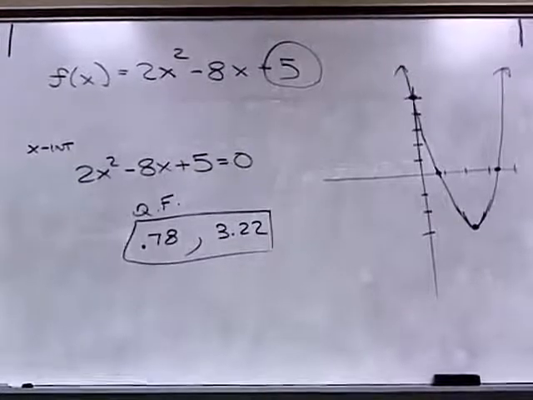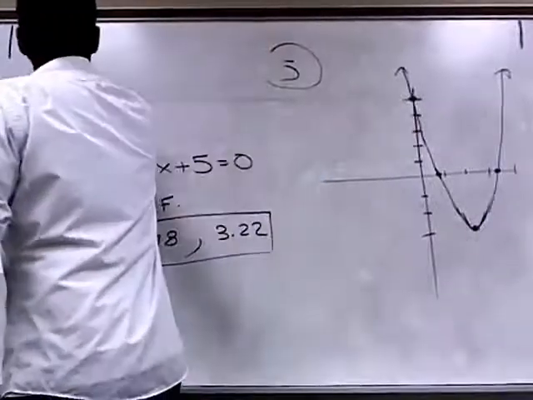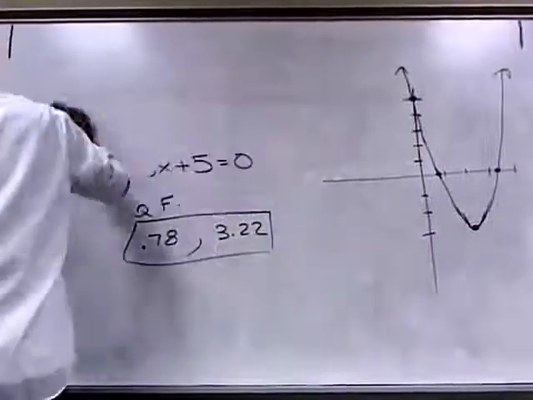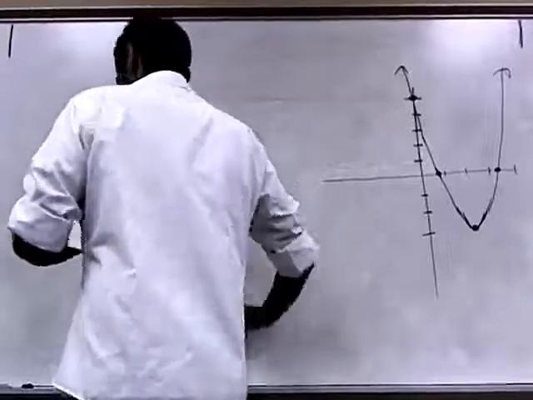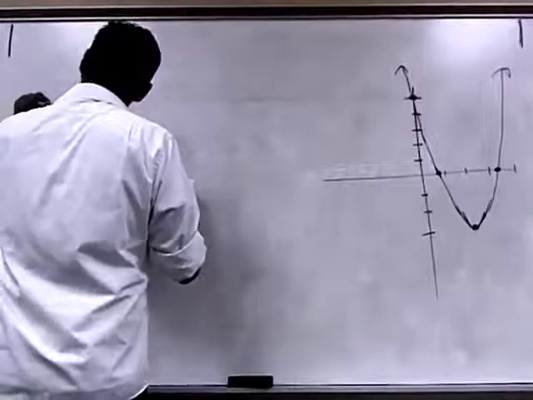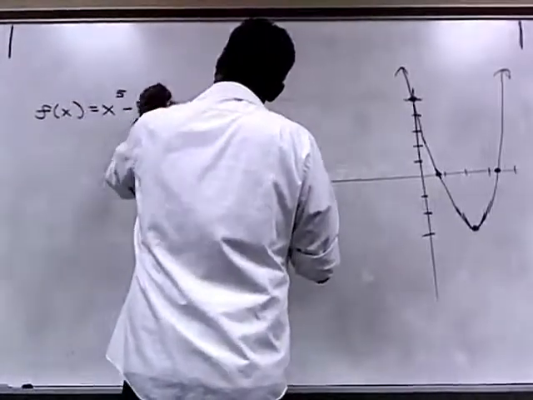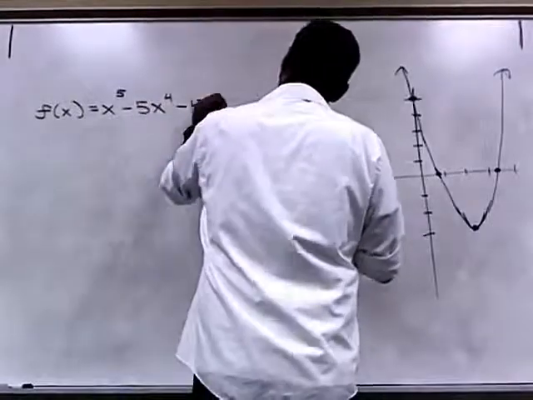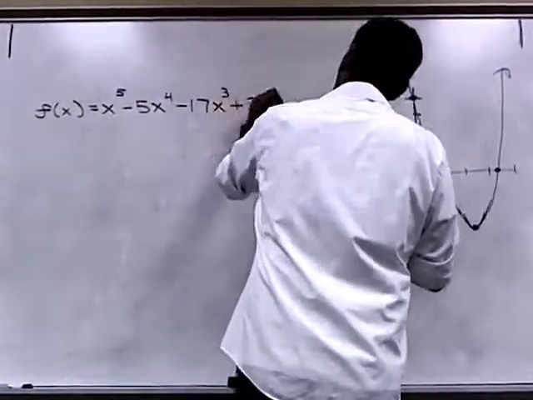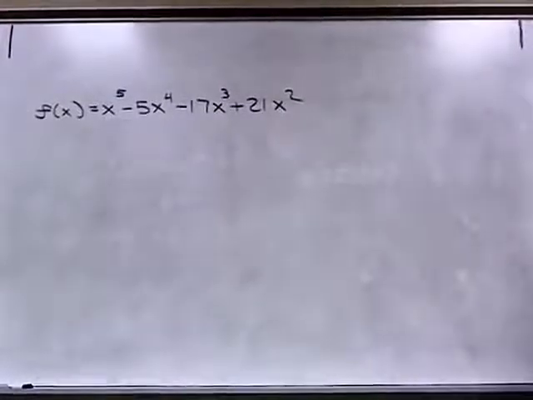Questions? Number 7. So number 7, sketch f of x is x to the 5th minus 5x to the 4th minus 17x cubed plus 21x squared. Now, a lot of you did very well on this test, so I expect that you hopefully will get some good points from this by taking your time getting through this.